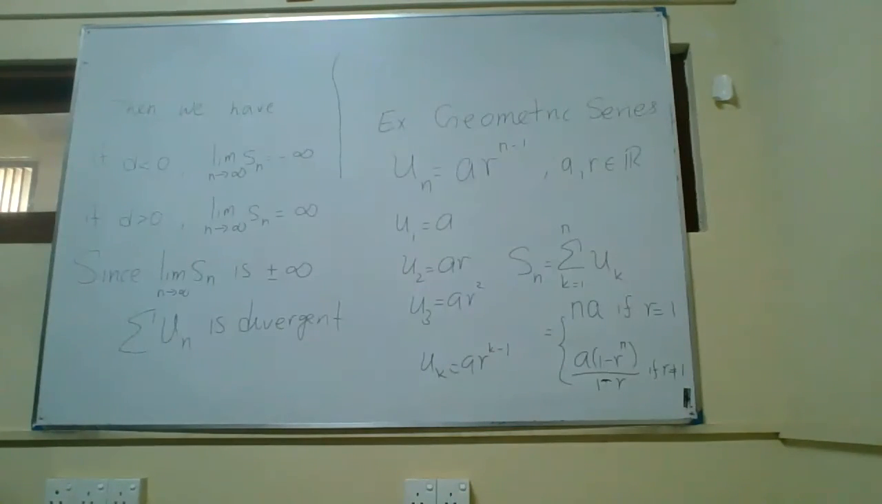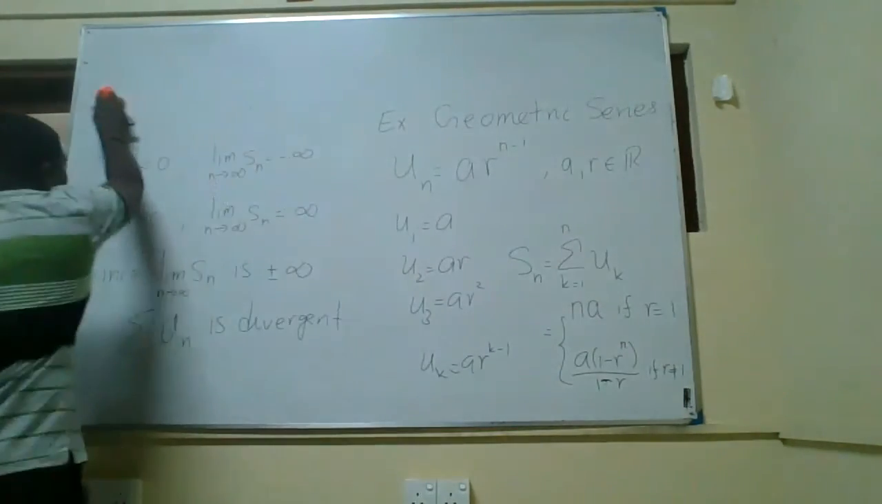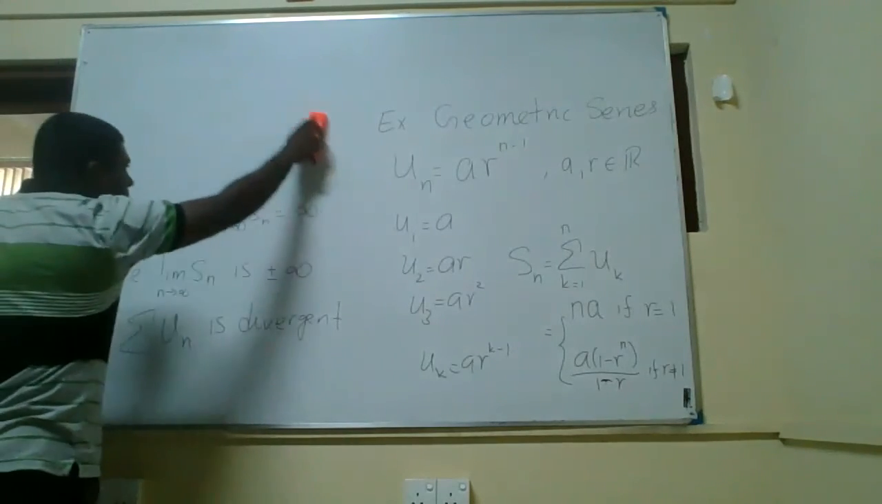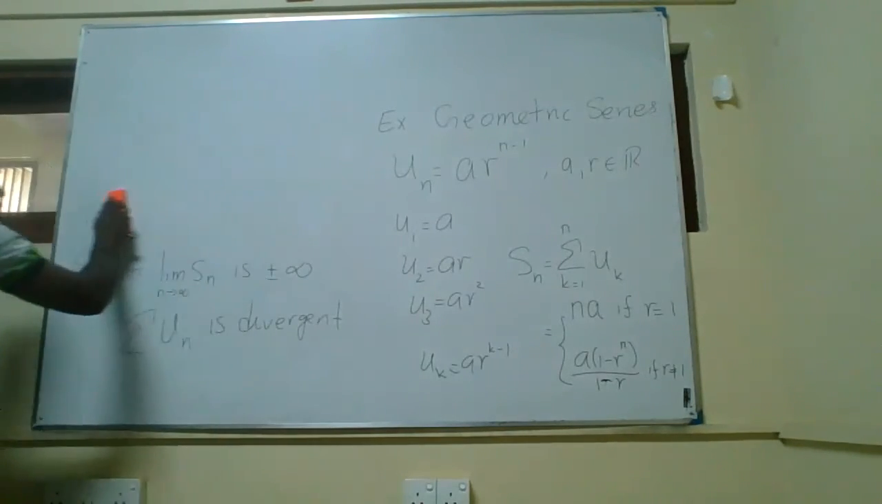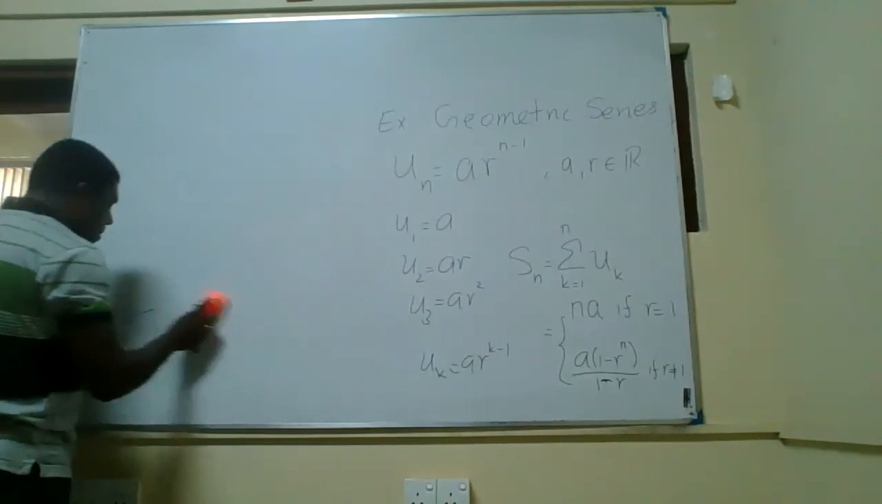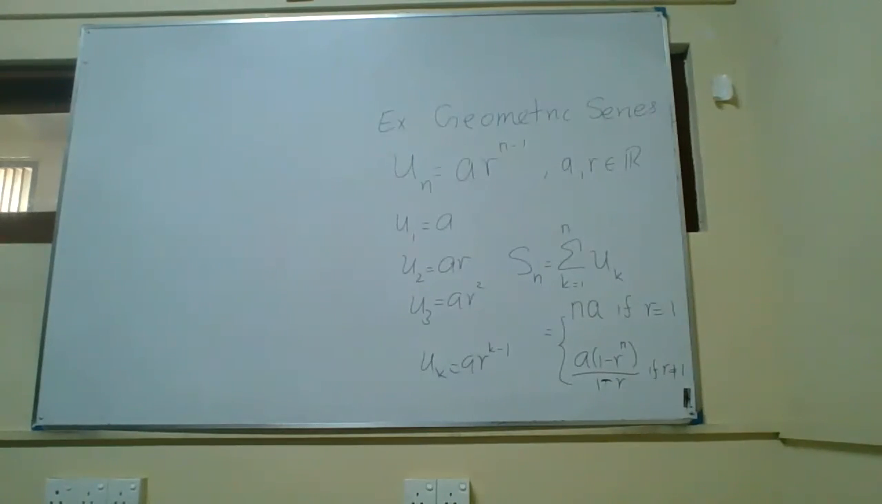You must have done it in A level, right? So now the problem is you have to look for the convergence. Already your partial sum has two cases: one is the r equal to 1 case, and the other is the r not equal to 1 case. So first let us take the r equal to 1 case.